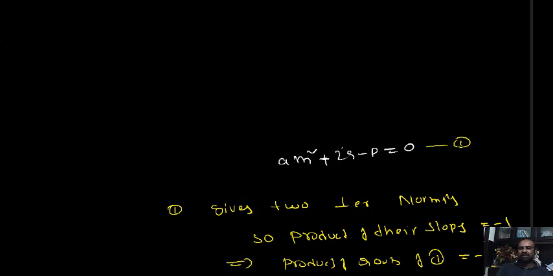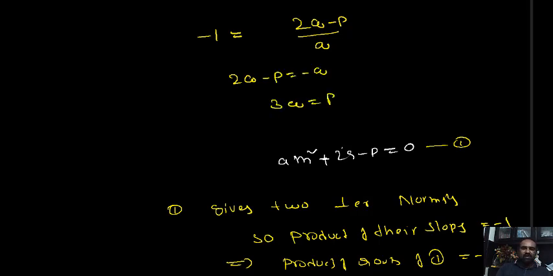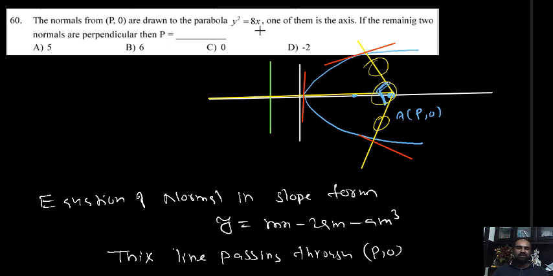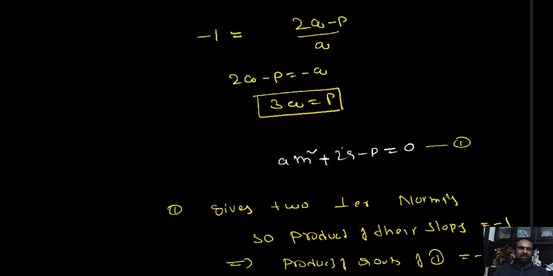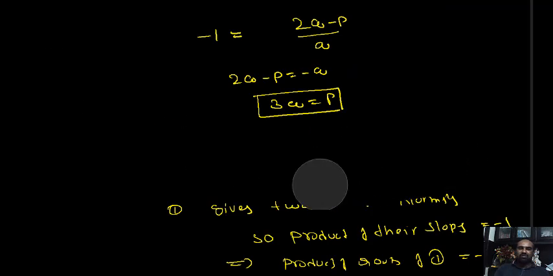Yes, what I can say, minus 1 equal to c by a. c means what? 2a minus p, by a means a only. So what happened? 2a minus p equal to minus a, or 3a equal to p. Our required value is equal to 3a. But in this problem, our parabola is not y square equal to 4ax, our parabola is y square equal to 8x. From that you can find the a value, that I will write now here.